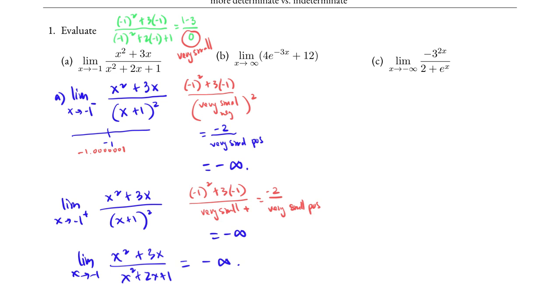It is important to remember that infinity is not a finite number. This symbol just simply says that the function is decreasing without bound.